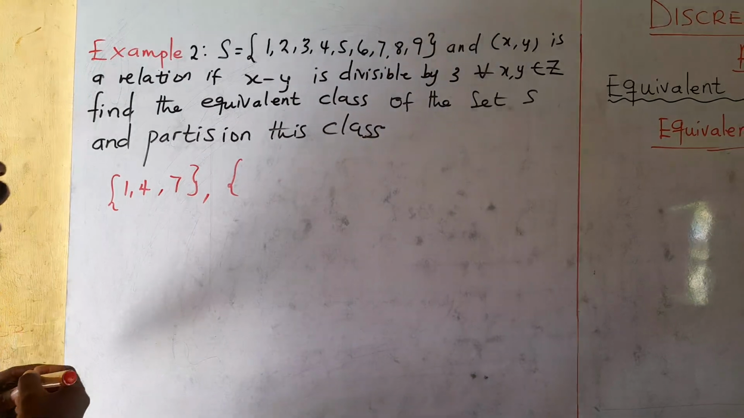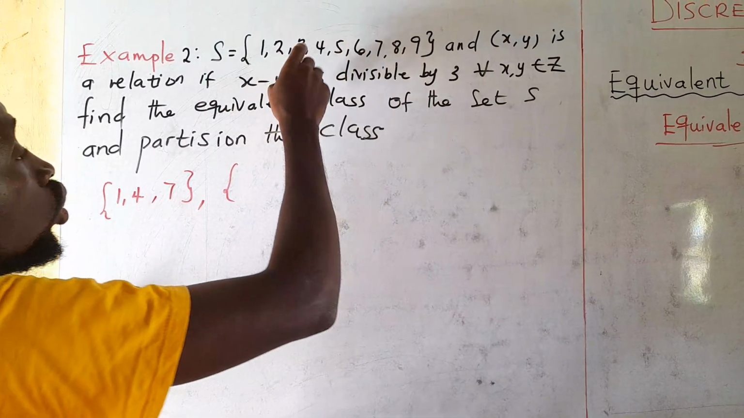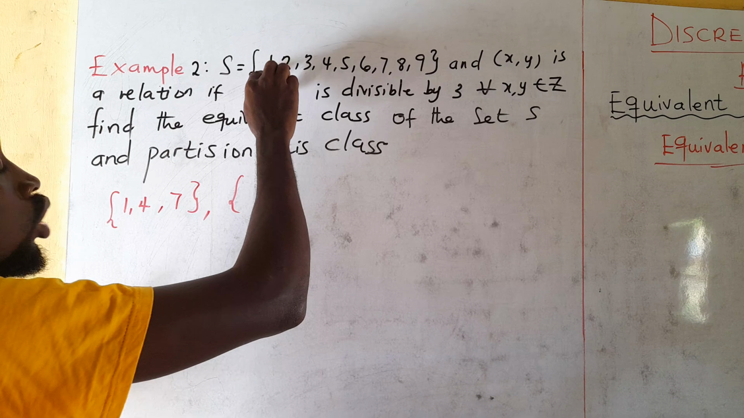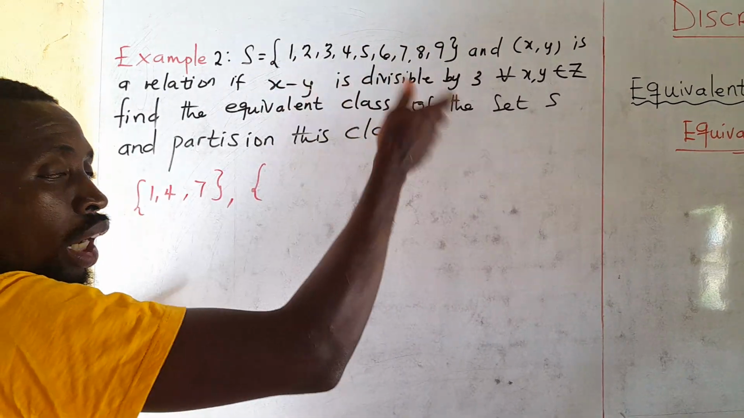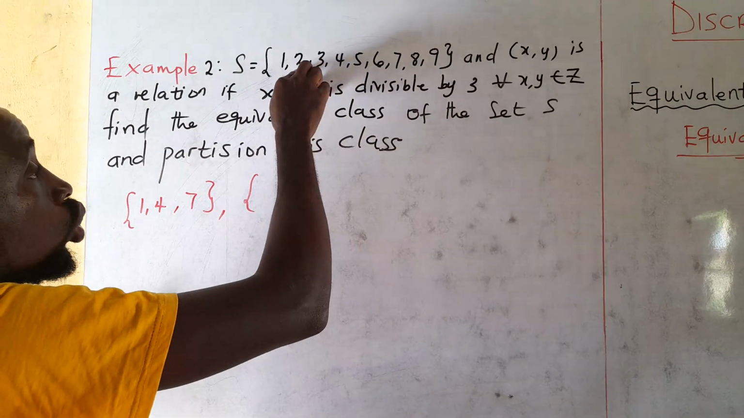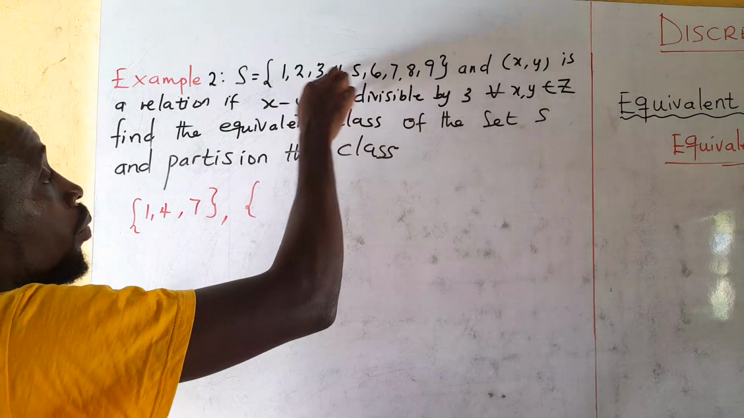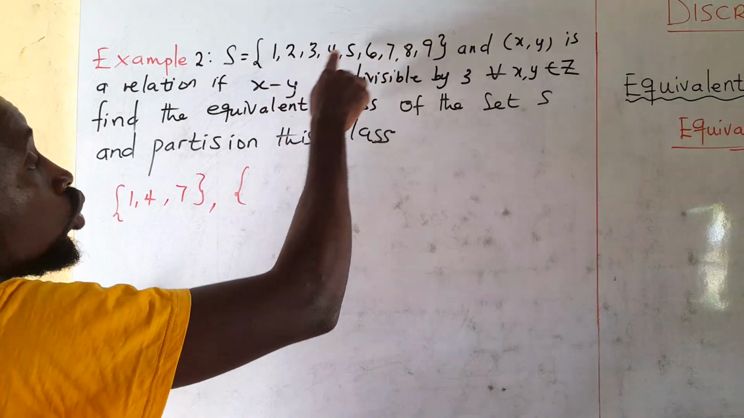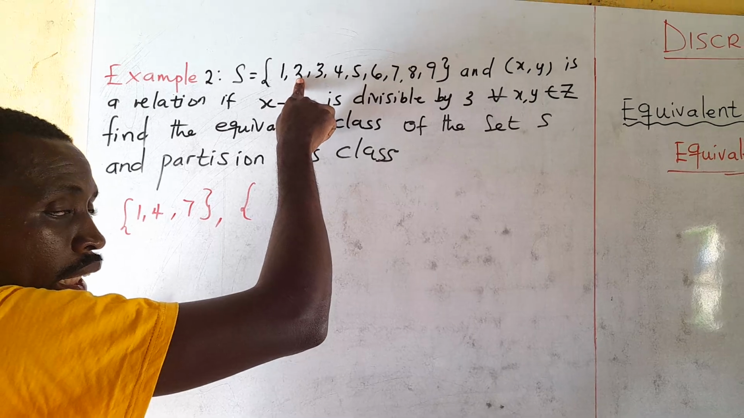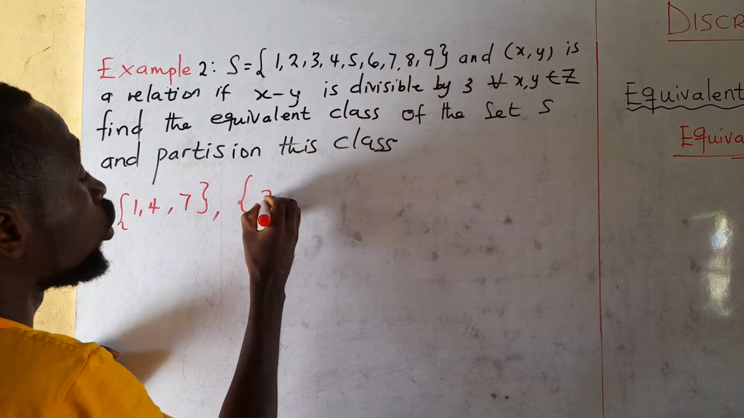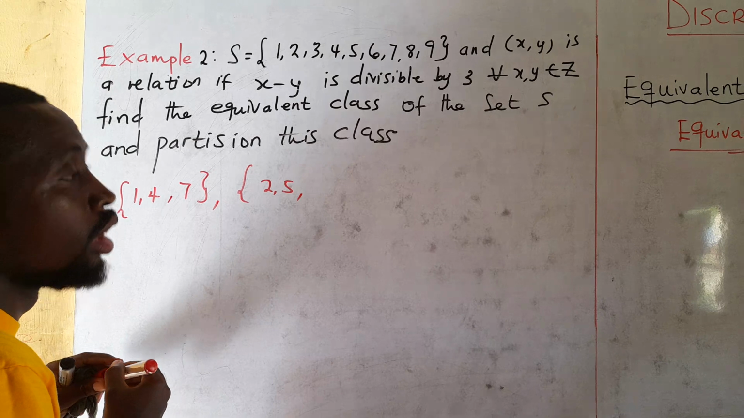Now let's see another class. Now we can take 2. So 2 minus 1 is 1. 3 cannot divide 1. 3 minus 2 is 1. It cannot. 4 minus 2 is 2. 3 cannot divide 2. 5 minus 2 is 3. 3 can divide 3. Then we can say 2 and 5 can be in the class.